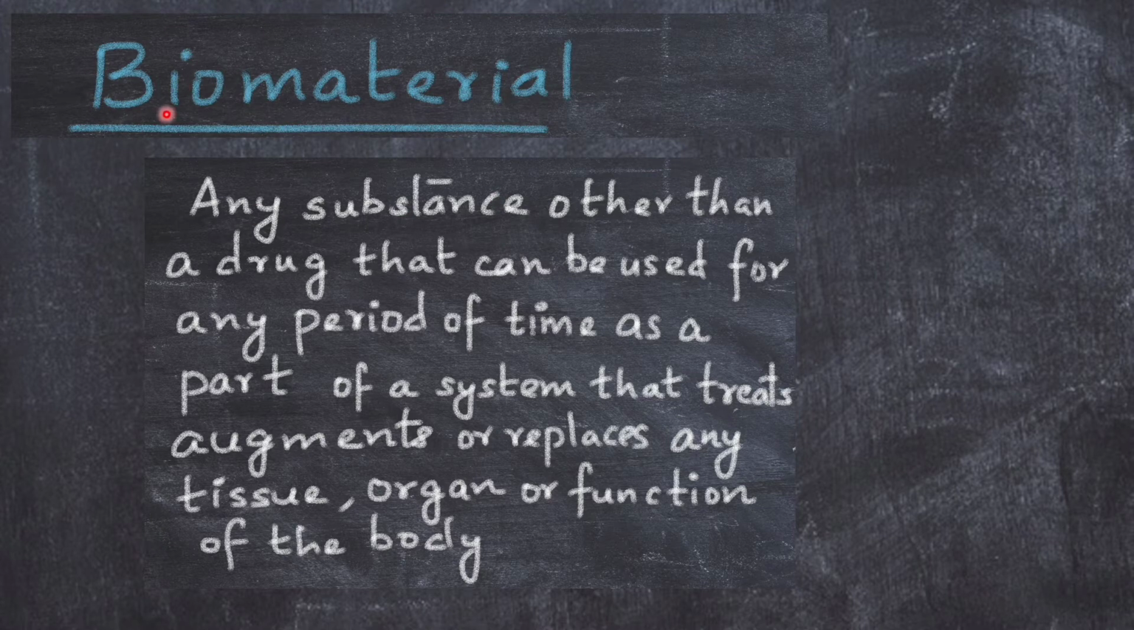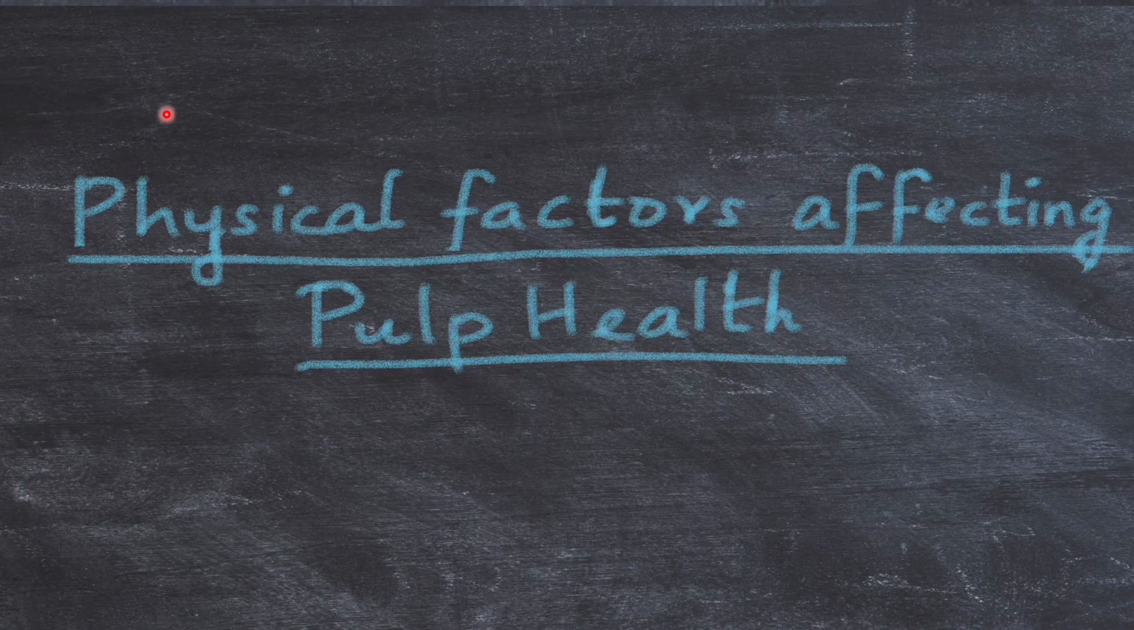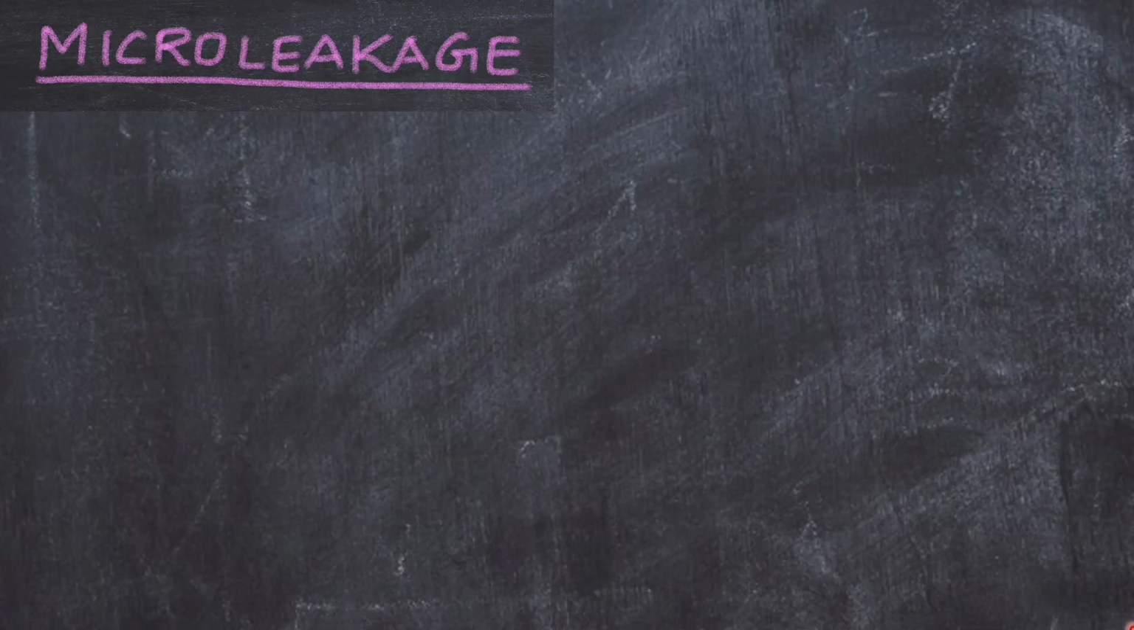Now, there are certain factors which affect the pulpal health, especially when a dental material is used. So what are all these factors? First we'll see what is microleakage. You are keeping a, like you have a dental caries, like a class 1 dental caries.